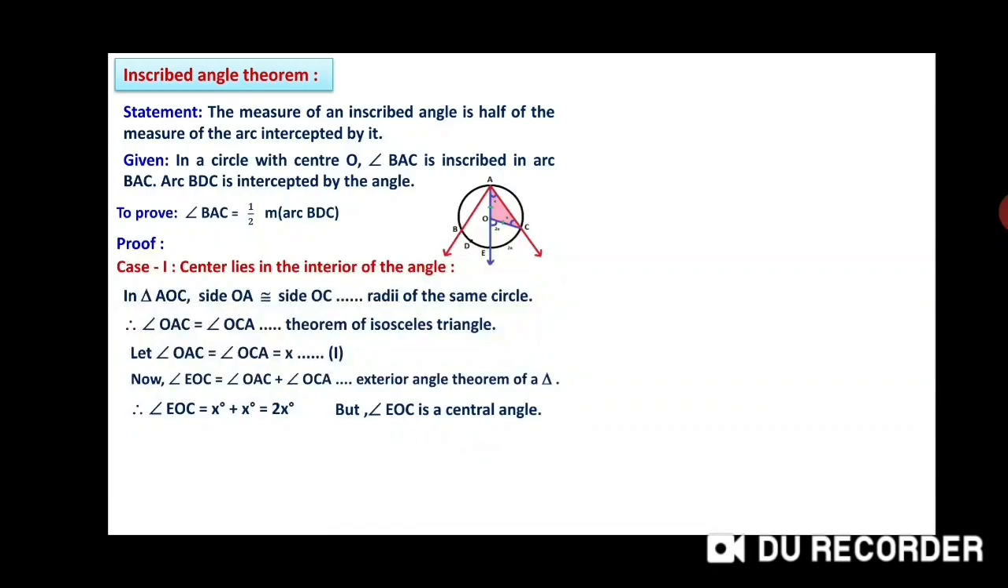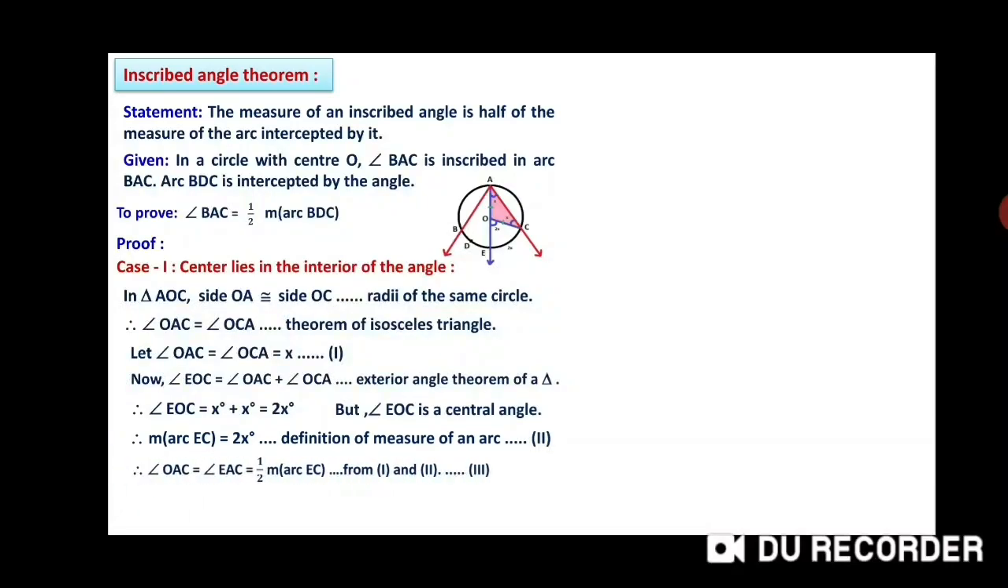But angle EOC is the central angle. Therefore measure of arc EC is equal to 2x. Therefore angle OAC, that is angle EAC, is equal to half of the measure of arc EC, from 1 and 2, and this is the third statement. Now similarly, drawing segment OB, we can prove angle EAB is equal to half the measure of arc BE. This is the fourth statement.